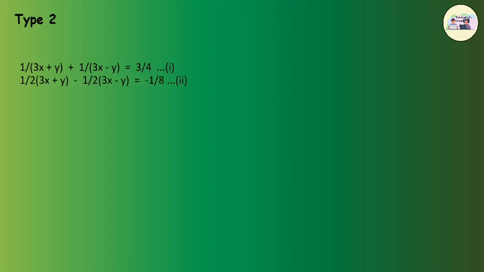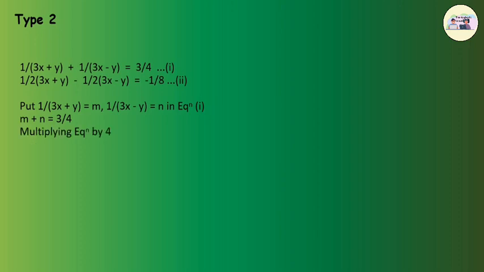Type 2. The question 1 of type 2 is 1 upon 3x plus y plus 1 upon 3x minus y is equal to 3 upon 4 and 1 upon 2 into 3x plus y minus 1 upon 2 into 3x minus y is equal to minus 1 upon 8. Considering the first equation, substituting 1 upon 3x plus y as m and 1 upon 3x minus y as n, we get m plus n is equal to 3 upon 4. Now multiplying the equation by 4, we get 4m plus 4n is equal to 3, that is equation number 1.